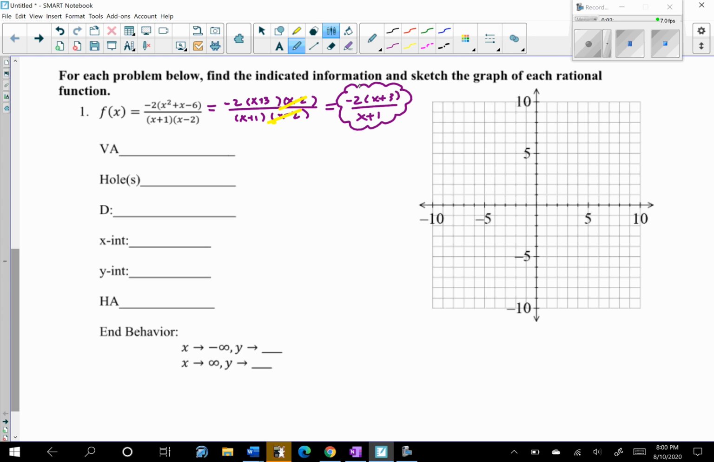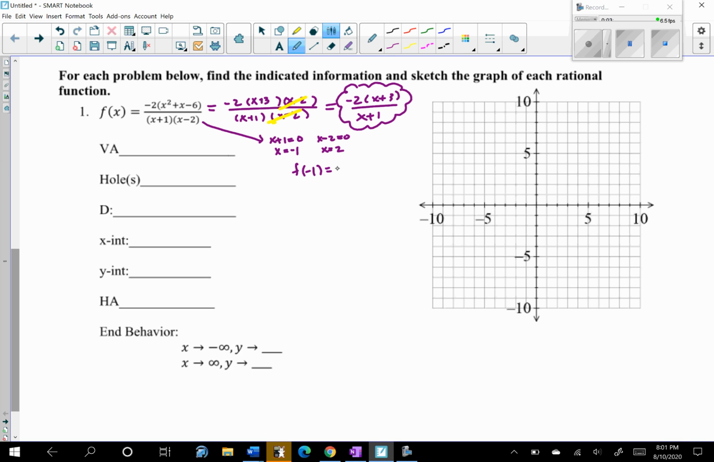Remember, for our domain restrictions, you always want to look at the original function. If I look here, I know that x plus 1 I set equal to 0, and x minus 2 equal to 0, and that gives me x equals -1 and x equals 2. If we want to figure out whether or not these are vertical asymptotes or holes, we plug them into our simplified answer. If we get a number, then we know it's going to be a hole. If we get undefined, then we know it's a vertical asymptote.